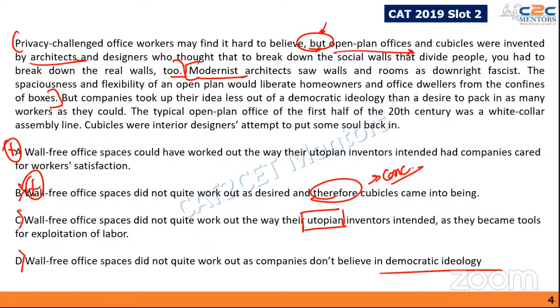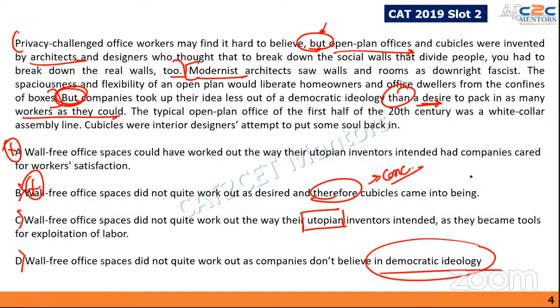Now, but companies, this is very important. It's a keyword. It's a goddamn keyword. इसके बाद आंसर आएगा. एक keyword आज मैंने आपको फ्री में दिया, ठीक है? But companies took up their idea less out of democratic ideology than, मतलब इसके बाद जो चीज आएगी वो इंपॉर्टेंट होगी. A desire to pack in as many workers as they could.